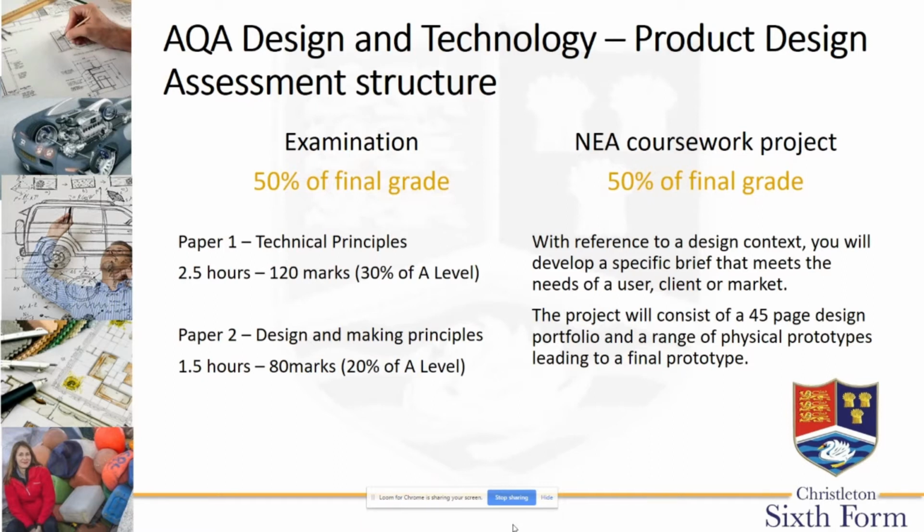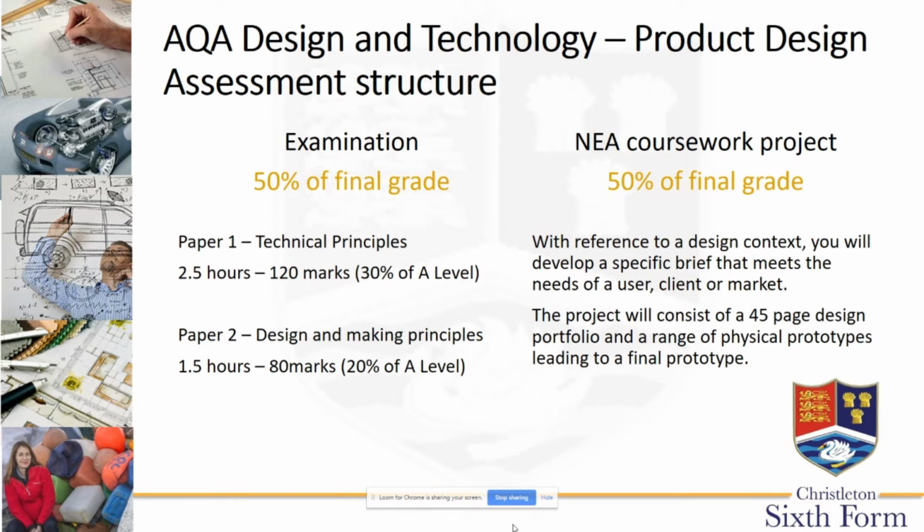papers. So paper one is a larger paper. It's 2.5 hours long and it is 120 marks. It makes up 30% of your A-level. Paper two, usually a week or two later in the exam timetable, is 1.5 hours long and is worth 80 marks or 20% of your A-level.